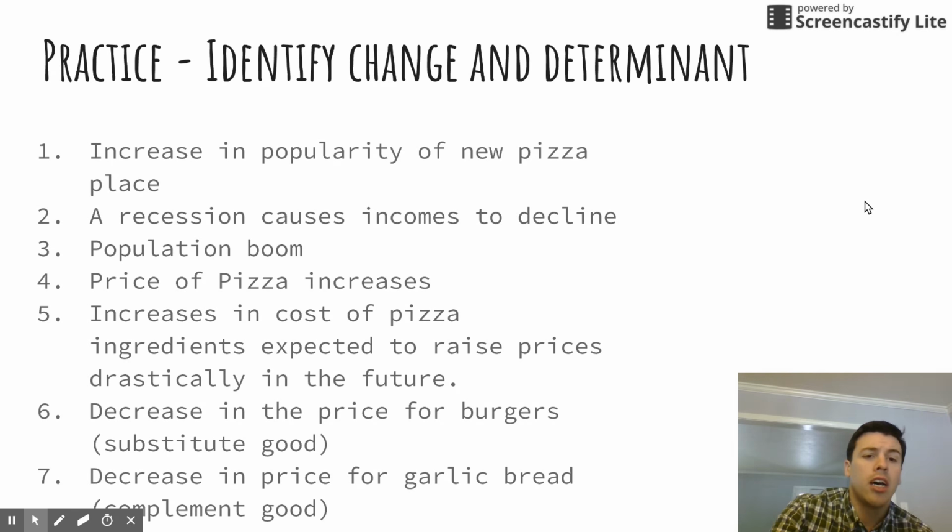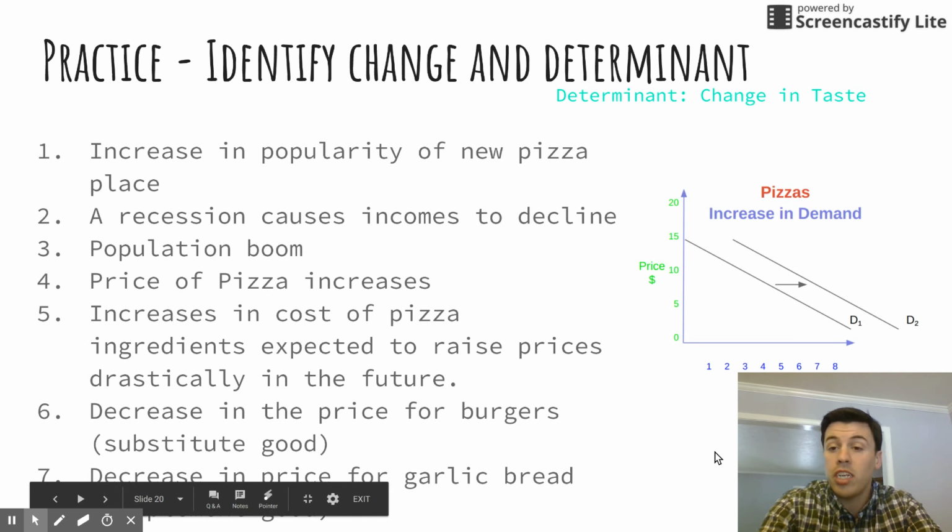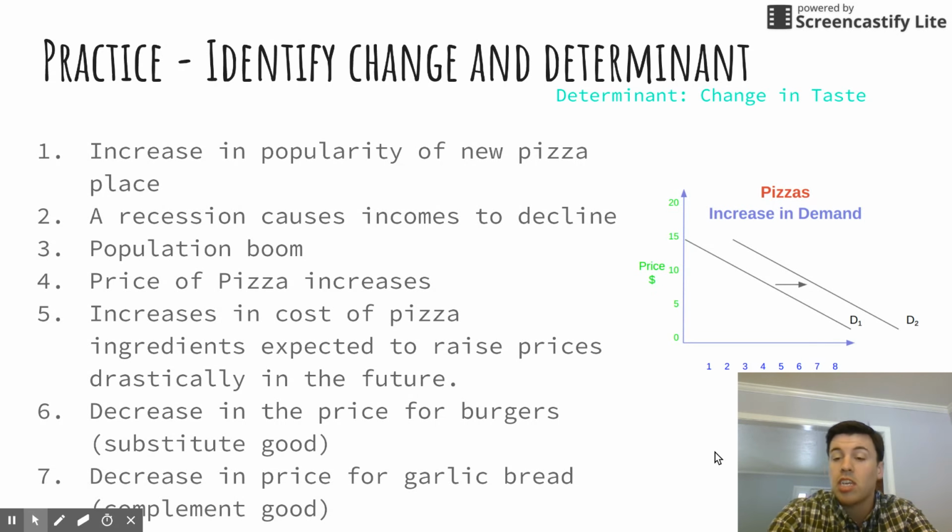All right, good. We're going to look at these 7. The first one is an increase in popularity of a new pizza place. So a new pizza place opens, and it's popular, meaning that this is good for pizza in general. This means that more pizza is going to be consumed. So the determinant here is a change in taste, the popularity thing. It's going to lead to an increase in demand for pizza. At all prices, we will be buying more pizza, consuming more. All right, so that's our first one.